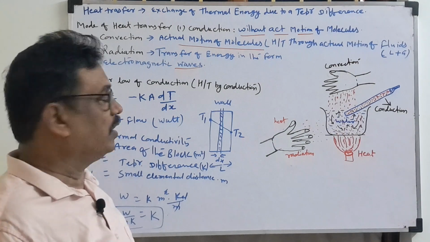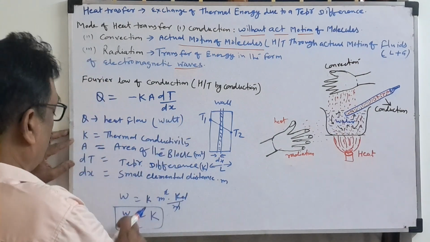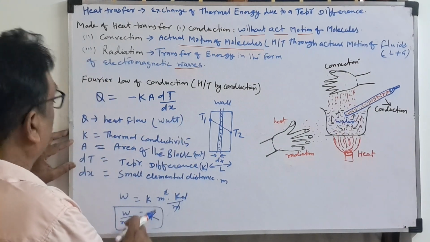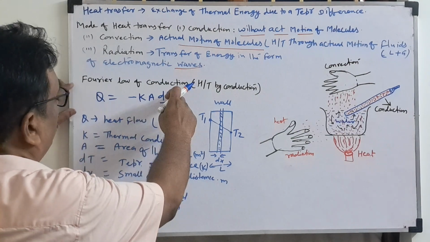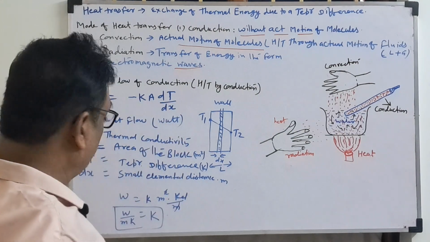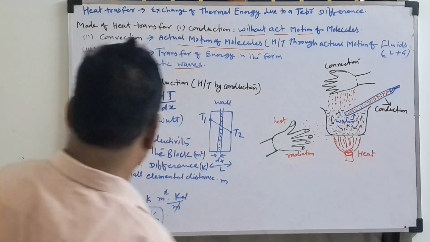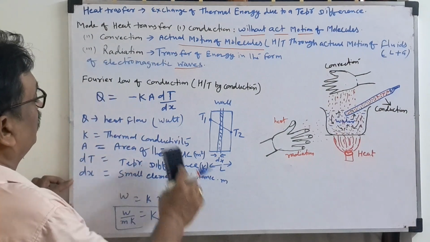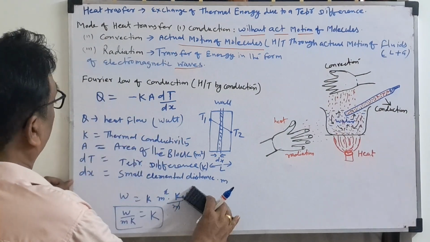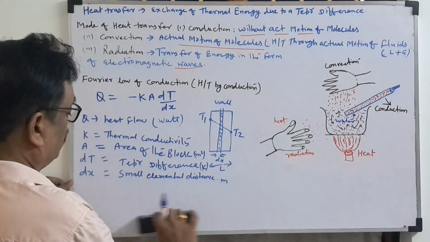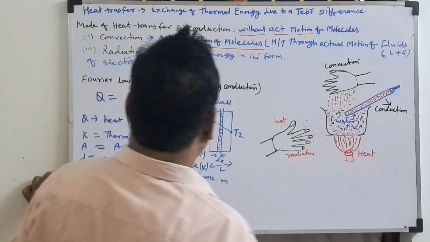Heat flow unit is watt only. Heat flow unit is watt. So K unit is watt per meter Kelvin. Area, degree Kelvin, distance. So K unit will be watt per meter Kelvin. Okay. So here Q unit is watt only. Now you look here.